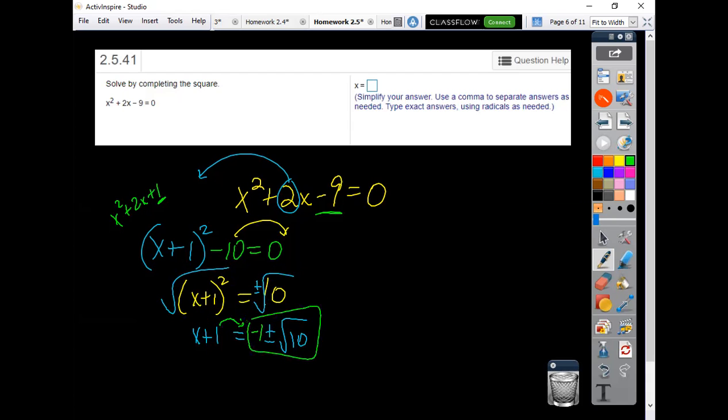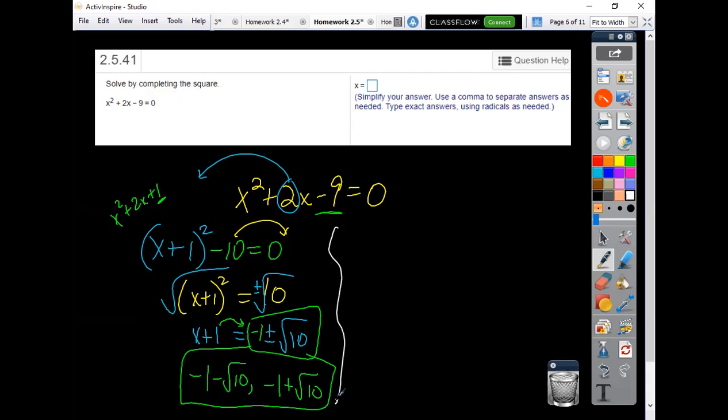And there's my two solutions. Negative 1 minus the square root of 10, and the second one, negative 1 plus the square root of 10. Whichever way you have to type it. Sometimes they'll do it one way, sometimes the other. Just a reminder of that second method in case that's the one you like.